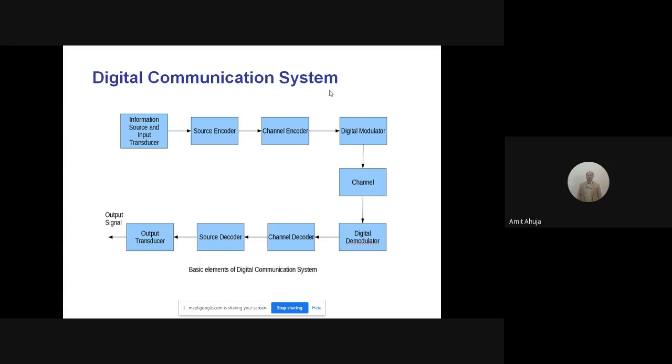Again, it depends on the application. In some applications it may not be required, because the amount of noise may be so small that I would not like to sacrifice bandwidth for power. That is where channel encoding is very, very useful. By introducing some extra bits, I am able to secure my data. That is so beautiful. So this is the difference between analog and digital: these two blocks, the source encoder and the channel encoder, create the difference.